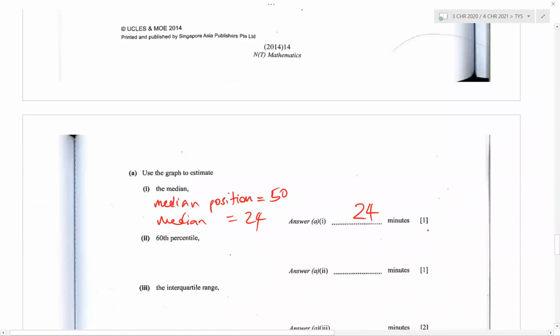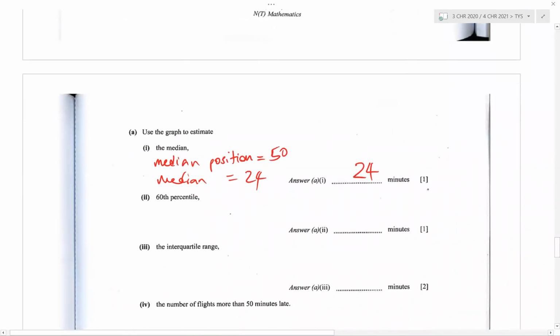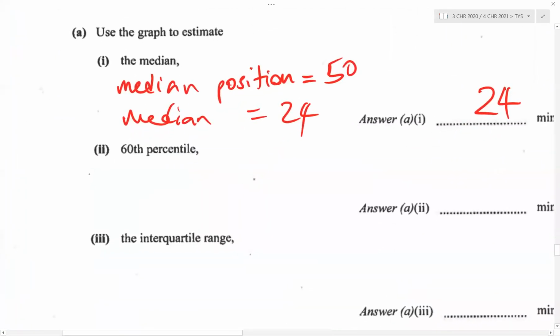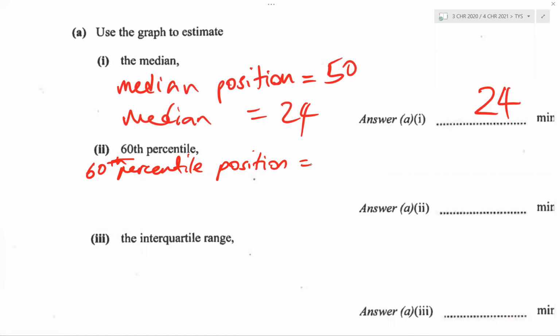All right, now the 60th percentile. Find the 60th percentile position. So you see that the presentation is the same. Median position, 60th percentile position.